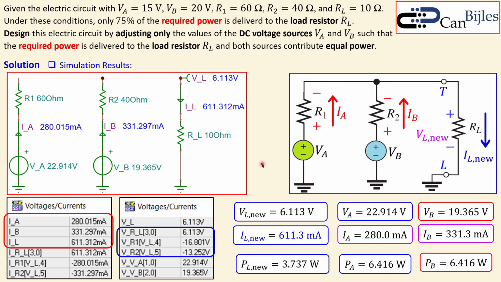But we have verified using the simulation that the calculated values, the new VA and the VB, are correct, such that the power delivered by each source is equal, and now we have 100% of the required power instead of 75% of the required power. Alright guys, this is for this example.